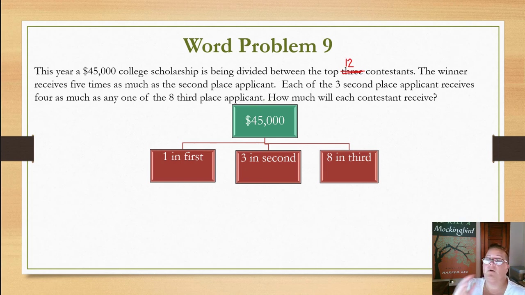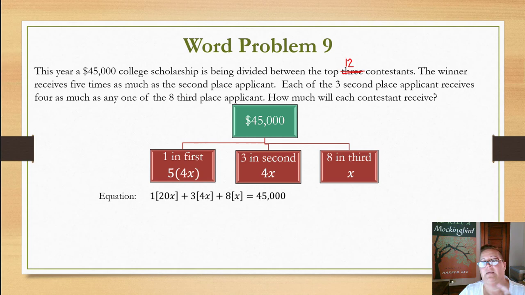All right. We're going to do the same thing as before. In third place, that's the smallest amount. We're going to call that X. In second place, they get 4 times that, or 4X. And in first place, they get 5 times what second place did, or 5 times 4X. So that still works. It does, however, switch up our equation. Because now we still have 1 times the 20X, but we've got 3 people getting 4X. And we've got 8 people getting X. So that leading number for each category changing is going to switch up our equation.